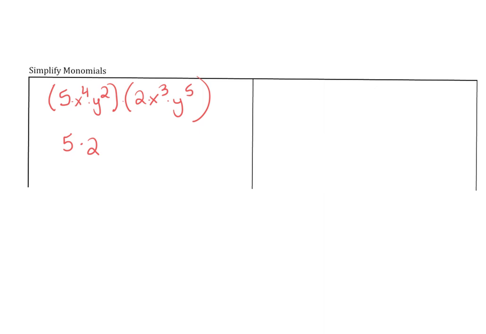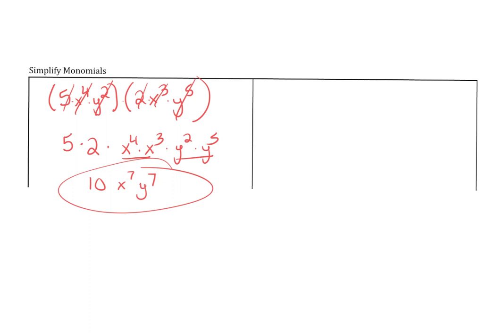So 5 times 2 are my coefficients. Put my x's next to each other, x to the fourth times x to the third. And put my y's next to each other, y squared times y to the fifth. Okay, so 10, and then x to the, add your exponents, 7th, add your exponents, that's also y to the 7th.